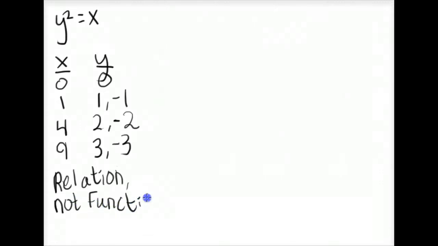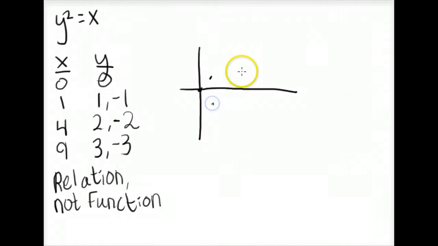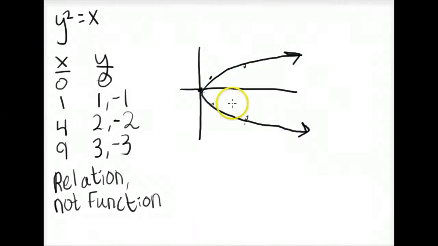So now we can use what's called the vertical line test if we have the graph to determine if it's a relation or a function. So drawing the graph, we know that it looks like a sideways parabola, and it's going to look something like this. So we have these points. And remember, the vertical line test says that we can draw a vertical line through any point on the graph, and if it is a function, it will only cross once. So now if we draw a vertical line right here, it's going to intersect the graph at this place and this place. So we know that it's not a function.